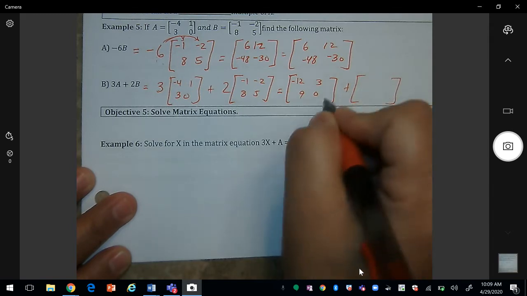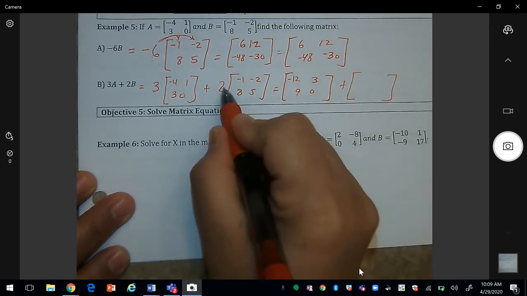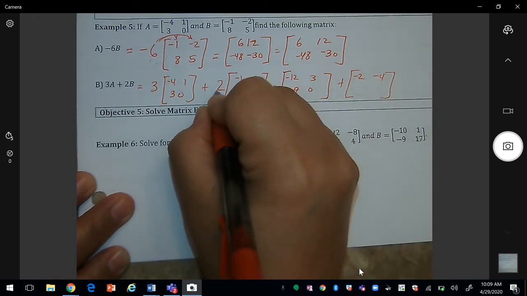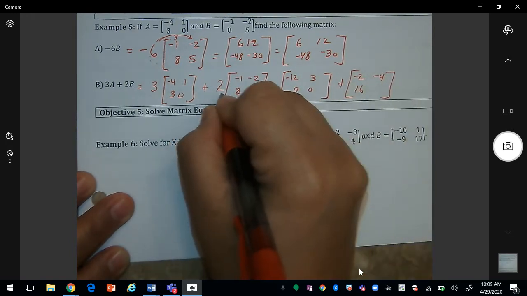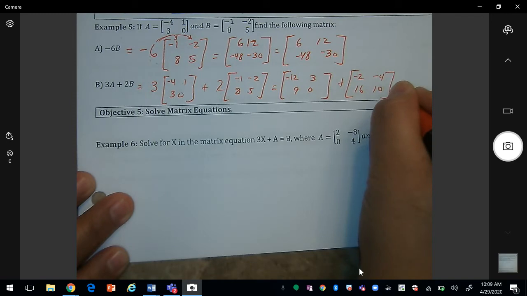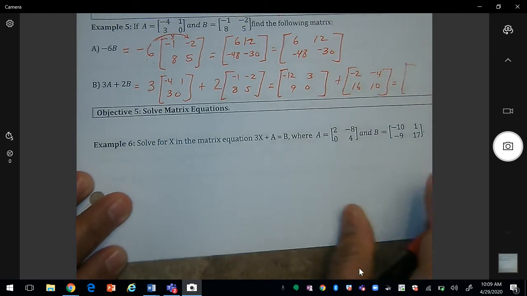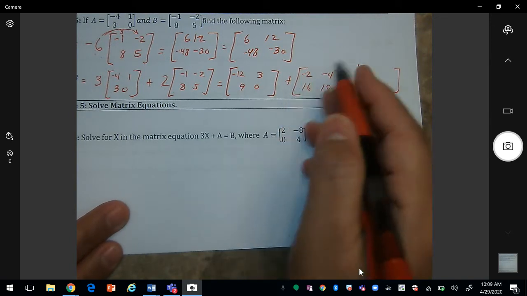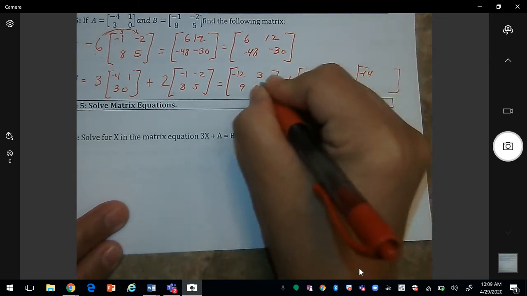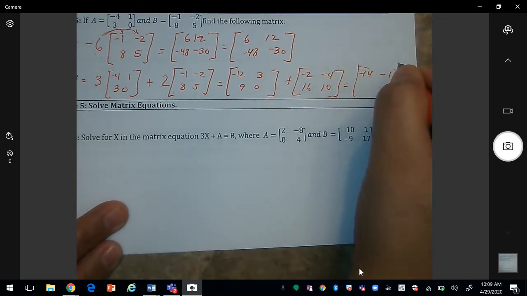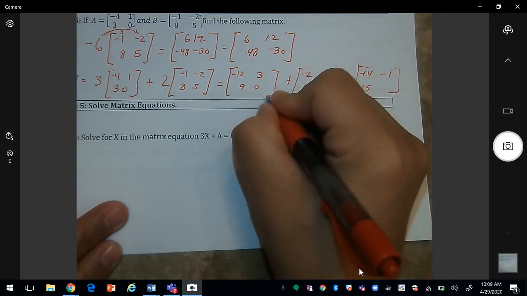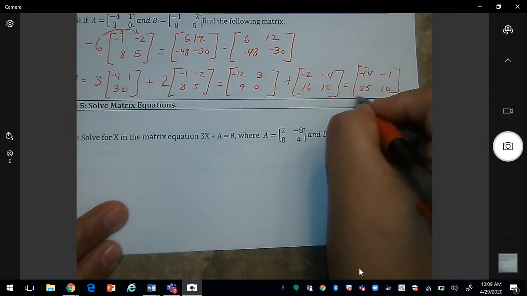Plus 2 times -1 is -2. 2 times -2 is -4. 2 times 8 is 16. 2 times 5 is 10. So now we can add these together. Negative 12 plus negative 2 is negative 14. 3 plus negative 4 is negative 1. 9 plus 16 is 25. And 0 plus 10 is 10.